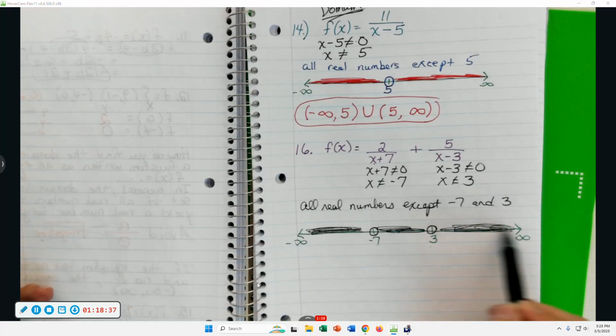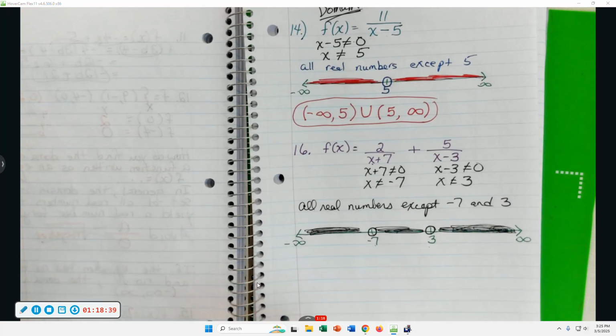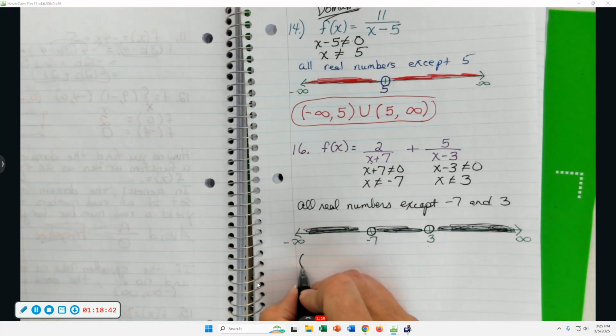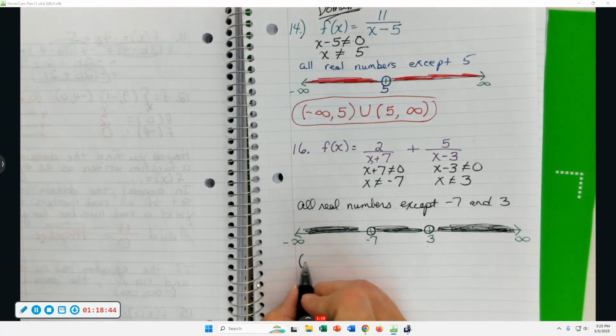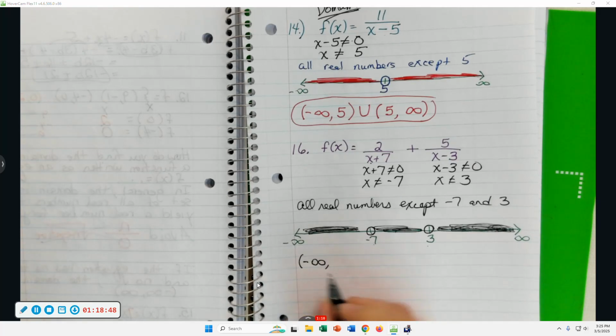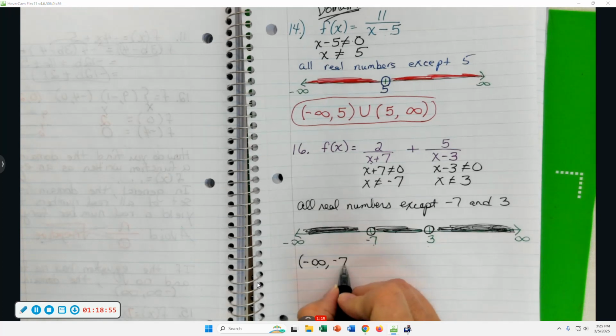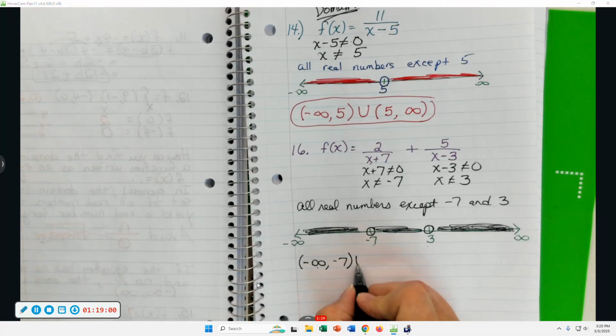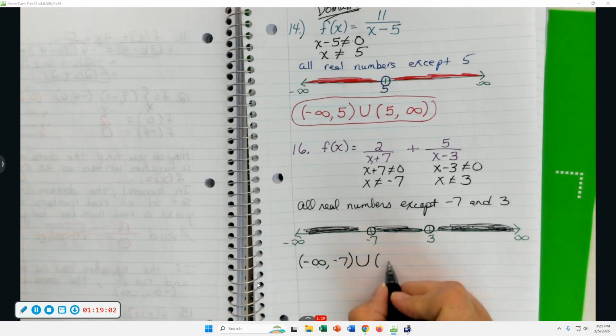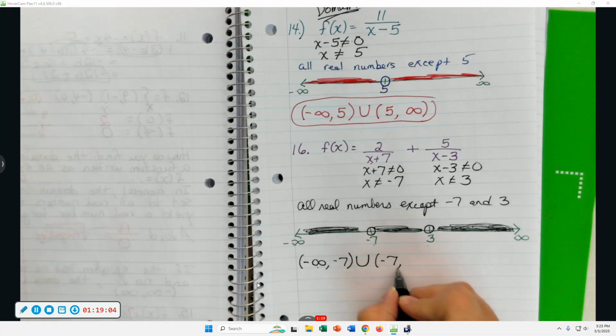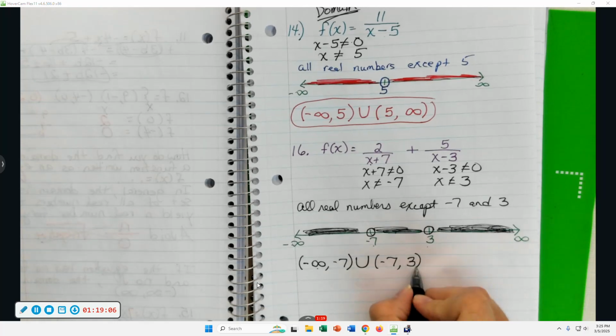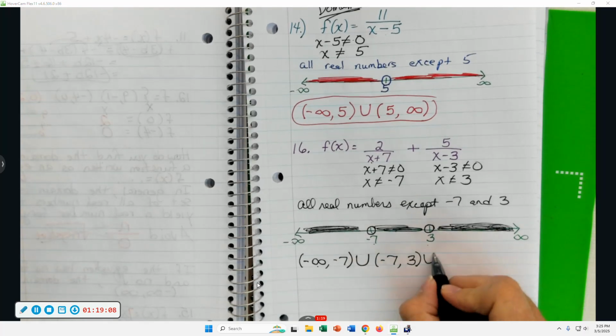How would I write all this shaded region in interval notation? Well, parentheses. Okay, so negative infinity to -7, close parentheses, union, parentheses, union.